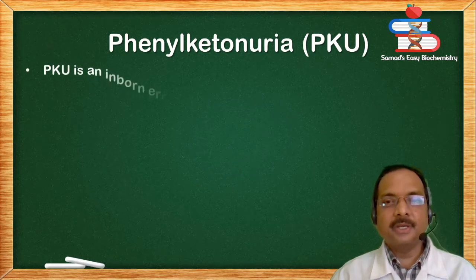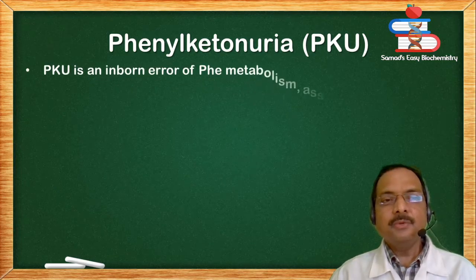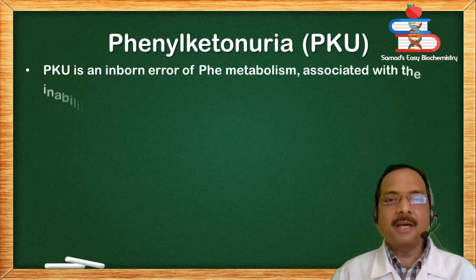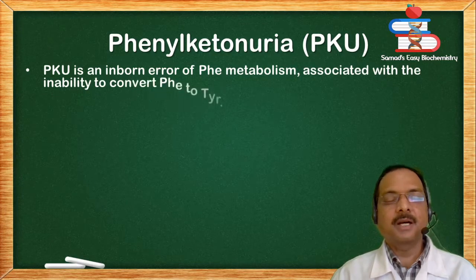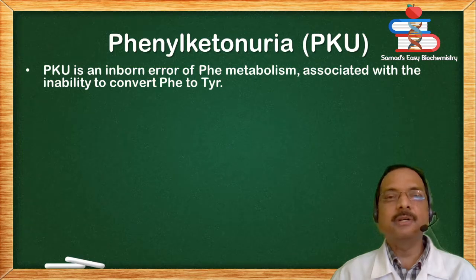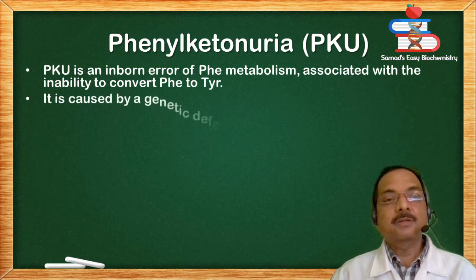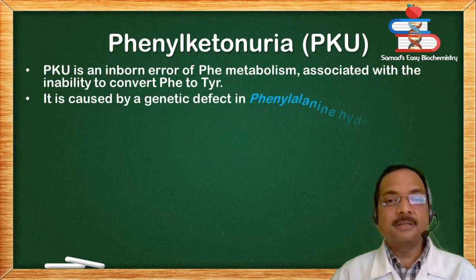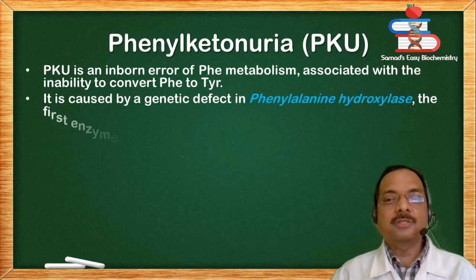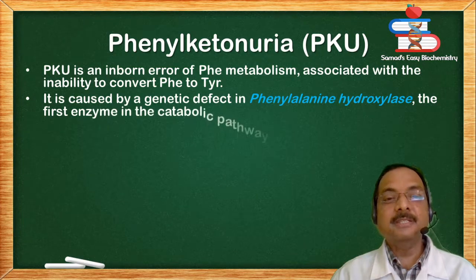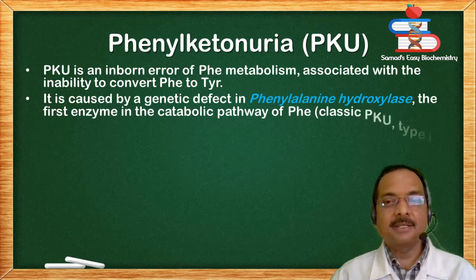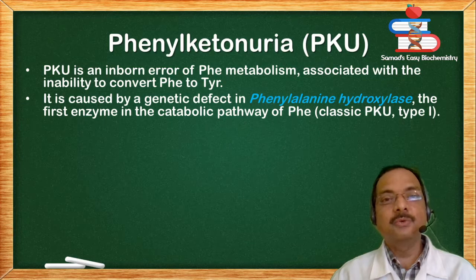Phenylketonuria or PKU. PKU is an inborn error of phenylalanine metabolism associated with the inability to convert phenylalanine to tyrosine. It is caused by a genetic defect in phenylalanine hydroxylase enzyme, which is the first enzyme in the catabolic pathway of phenylalanine. It's a classic PKU type 1.